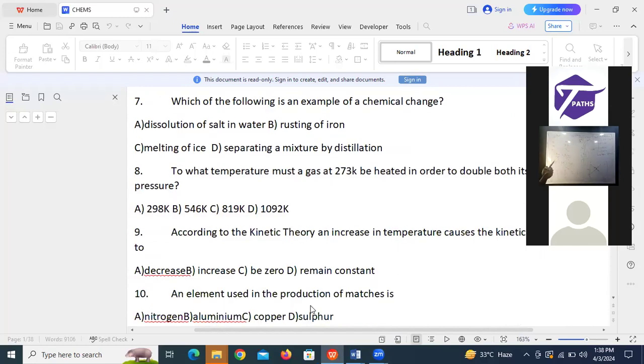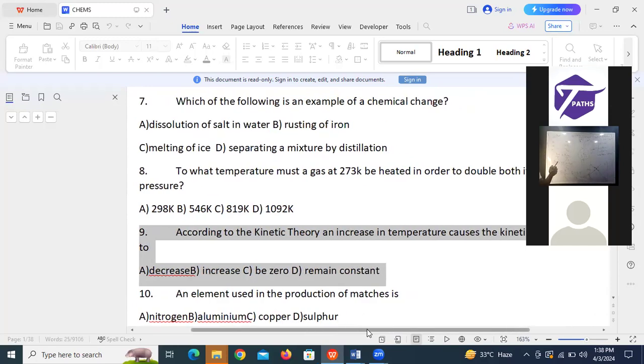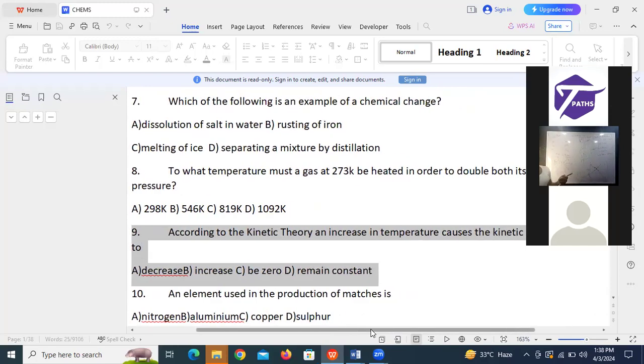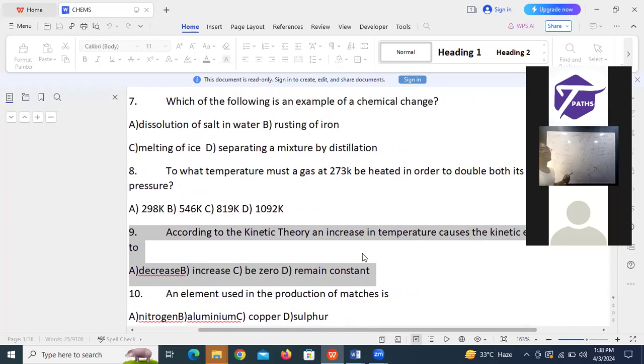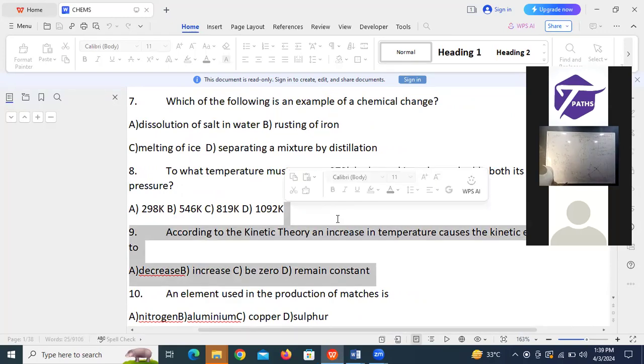Now the next question. According to the kinetic theory of gas, an increase in temperature causes the kinetic energy to do what? Kinetic theory states a number of things. What are the postulates of kinetic theory? We can talk about the kinetic theory of matter, and we can talk about the kinetic theory of gas. For this question, when you increase temperature, what happens to kinetic energy? It increases.